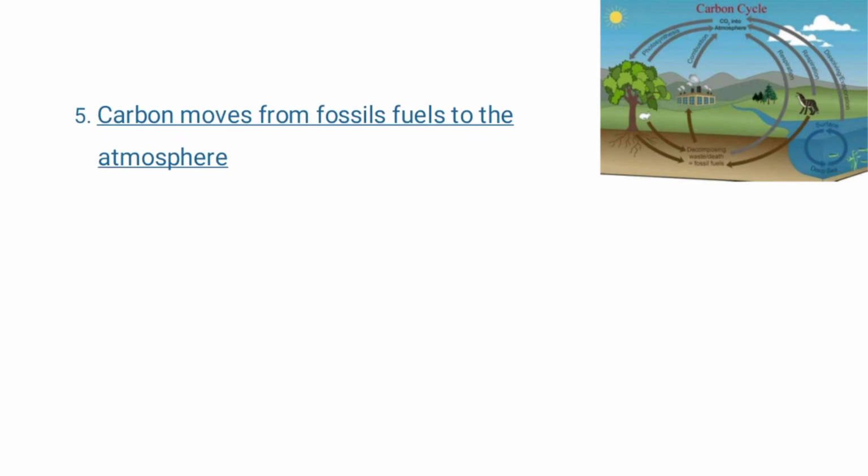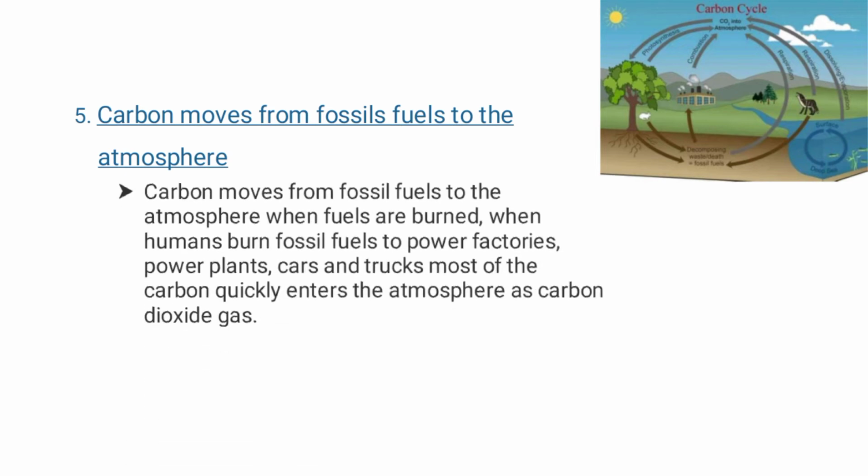Then step 5. Carbon moves from fossil fuels to the atmosphere. Carbon moves from fossil fuels to the atmosphere when fuels are burned. When humans burn fossil fuels to power factories, power plants, cars, and trucks, most of the carbon quickly enters the atmosphere as carbon dioxide gas. Fossil fuels are non-renewable resources.